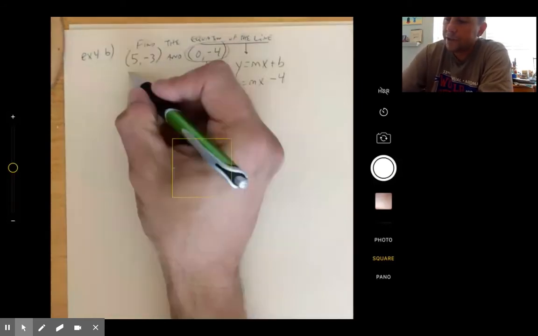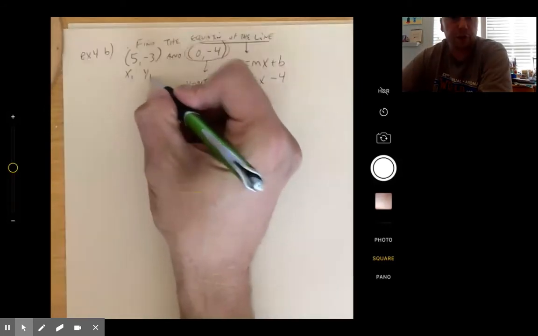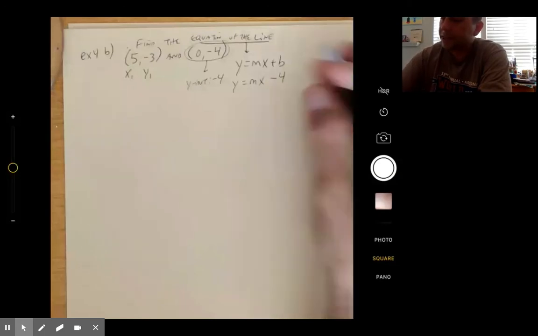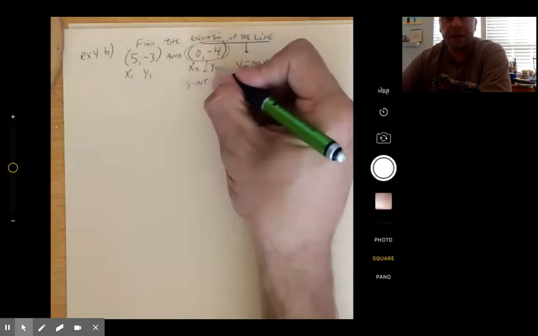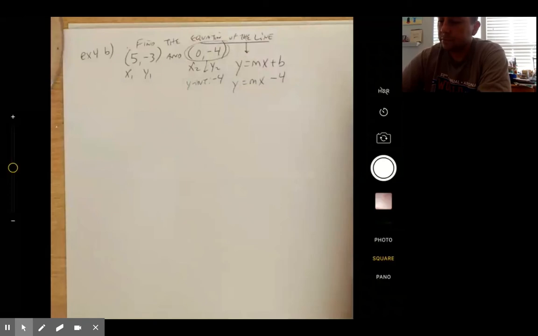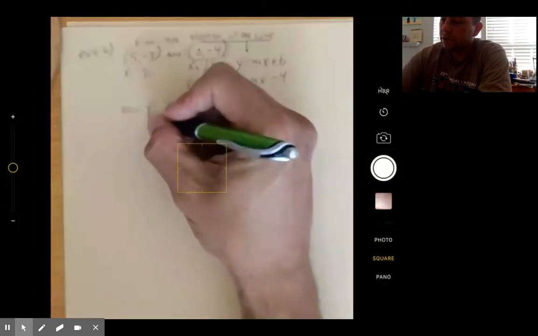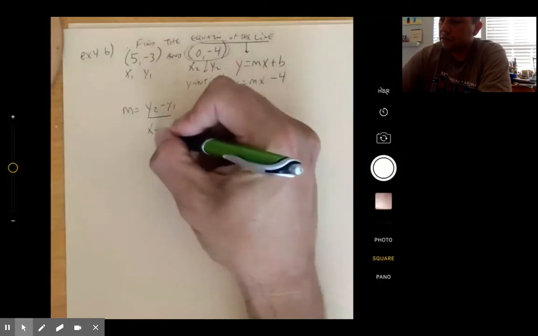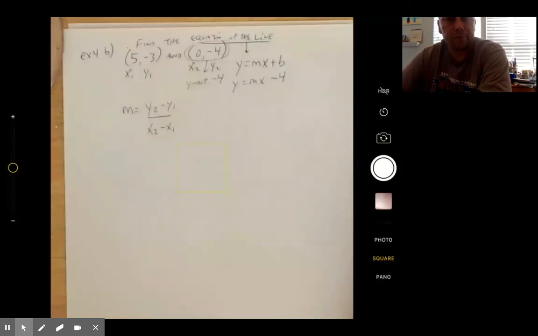Now I'm going to write this as the first x and the first y, and this guy is the second x and the second y. So here is your formula to find the slope.